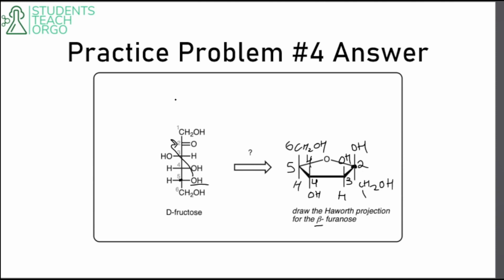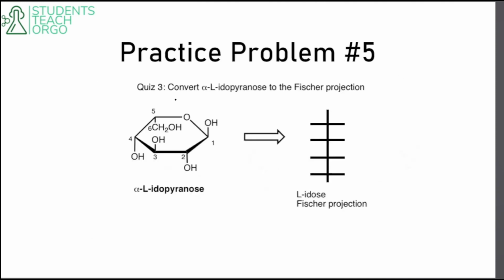The alpha beta notation is going to be the same. DL notation is going to be the same. It's just that the anomeric carbon is going to change. So keep that in mind. Hopefully that makes sense. All right, let's do some more practice. So convert alpha-L-idopyranose to the Fischer projection.